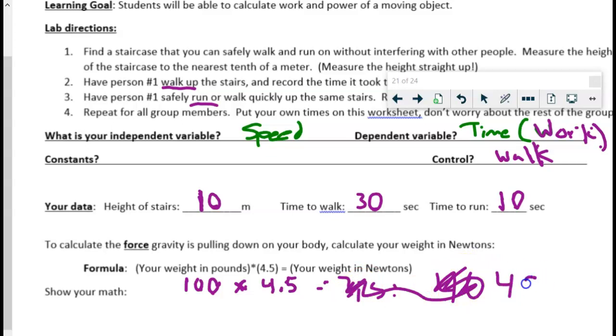But 450 newtons. Now, this is the force of gravity pulling me down. So I am going to use 450 newtons as my force for all my math, because my weight did not change during the lab. So that's going to stay a constant, was my weight during the lab.